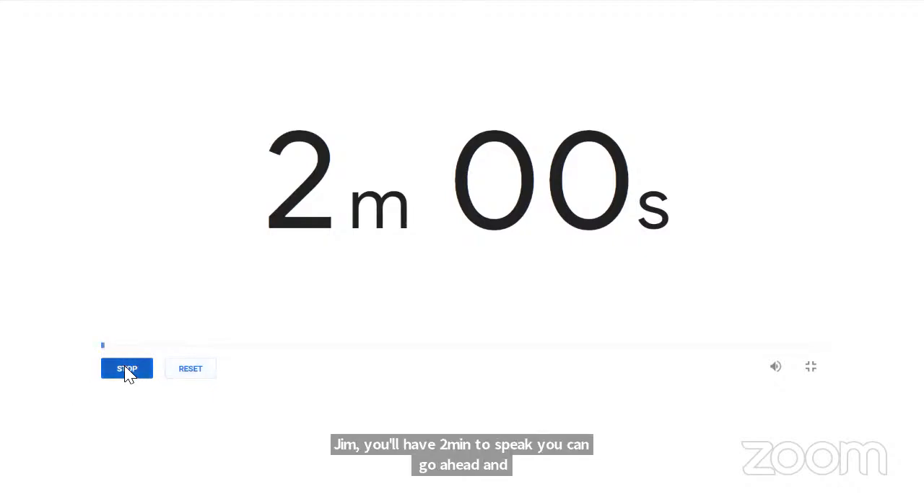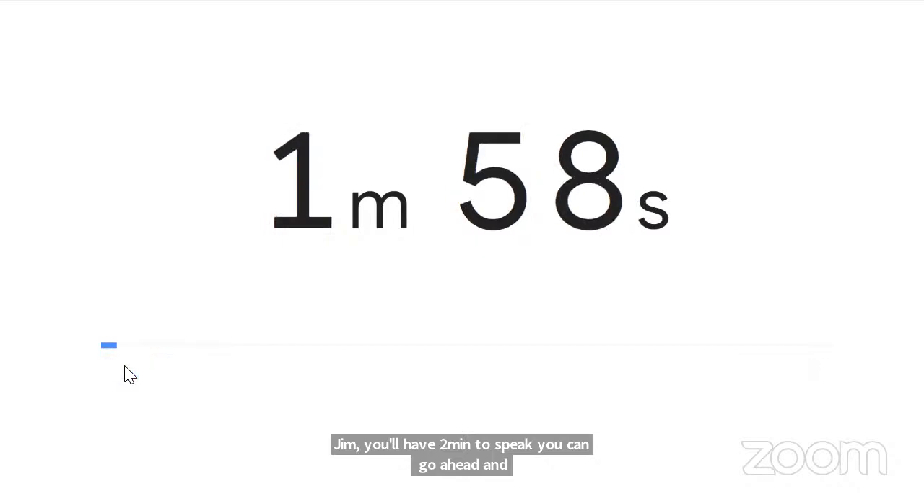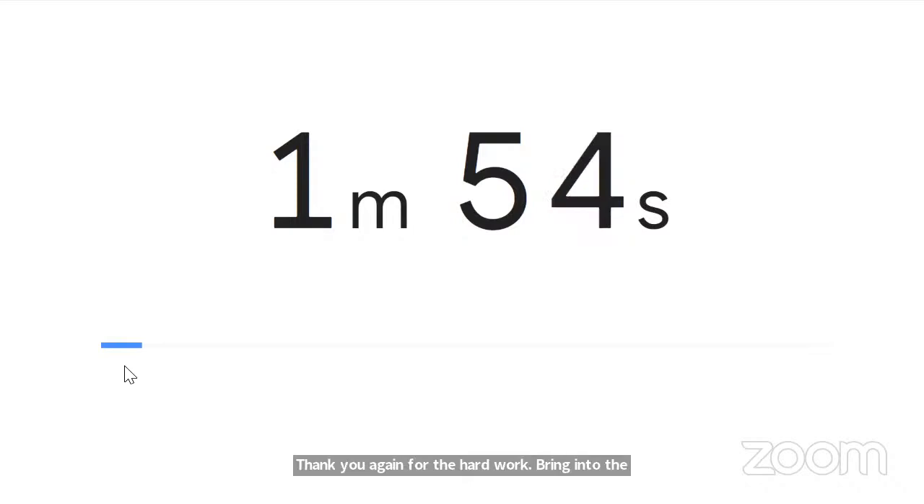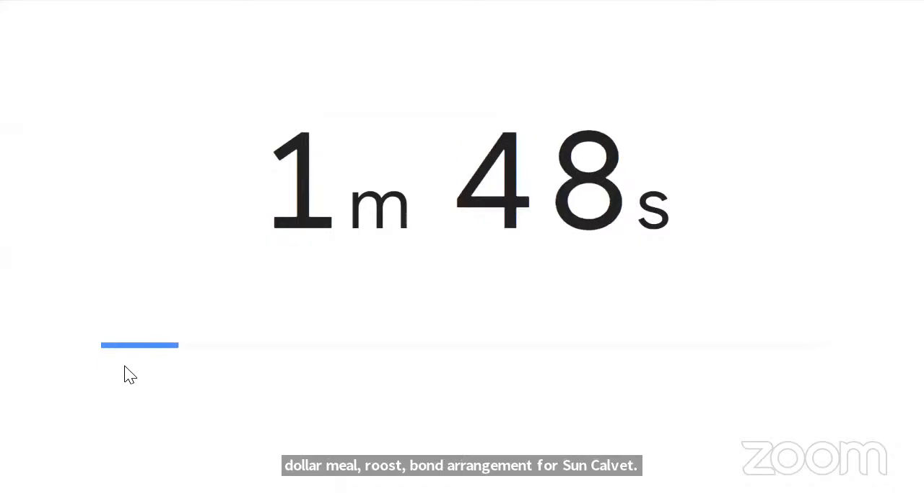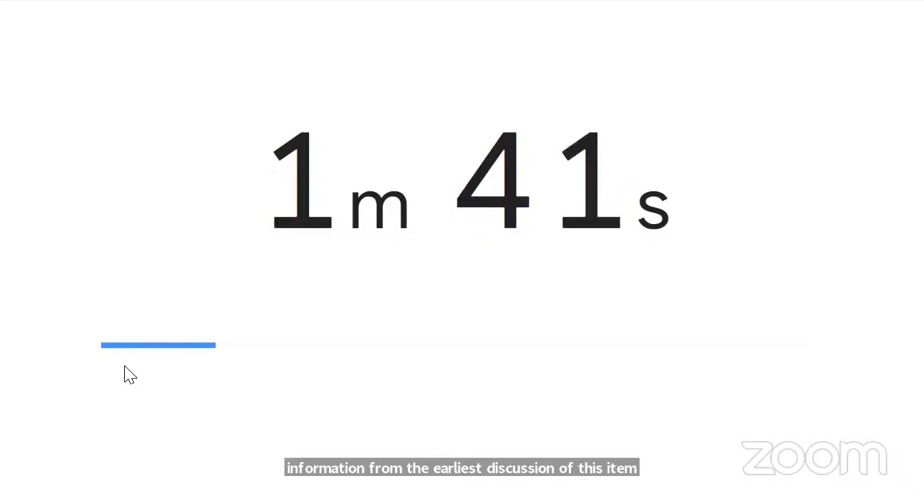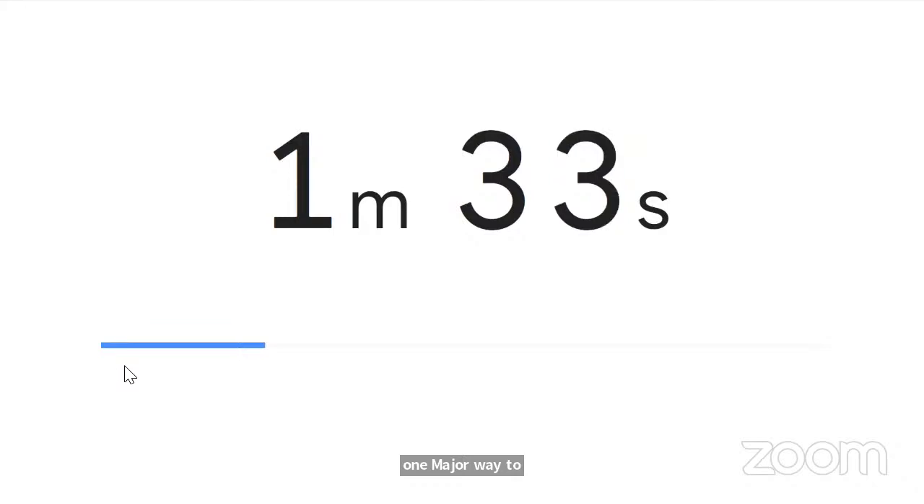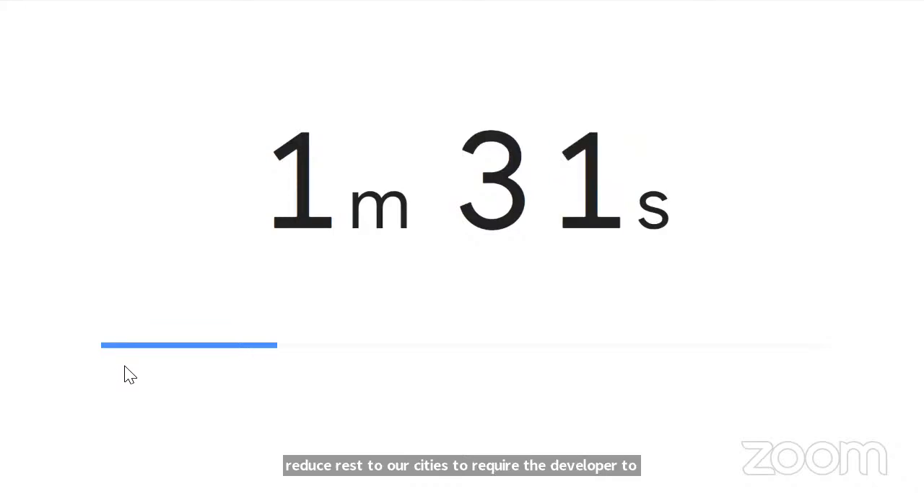Council members, thank you again for the hard work bringing into the sunlight the risks of entering into a multi-million-dollar Melrose bond arrangement for SunCal that gets repackaged but just doesn't get any better. The information from the earliest discussion of this item in November 2021 brought forth the financial risks involved. You were told that one major way to reduce risk to our city is to require the developer to fund major infrastructure before bond funds are released.